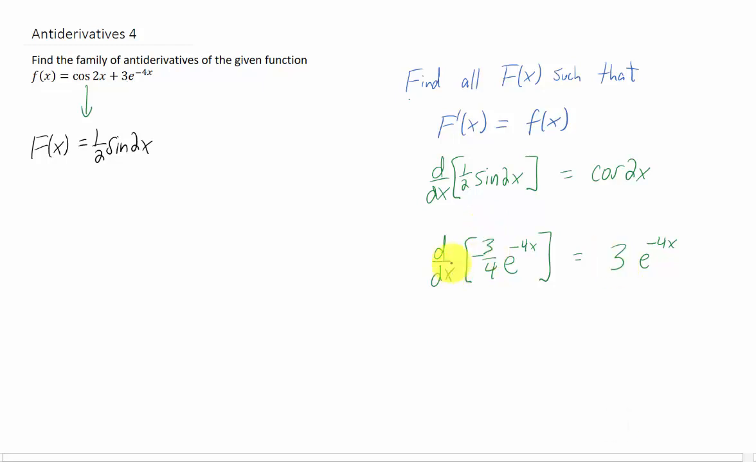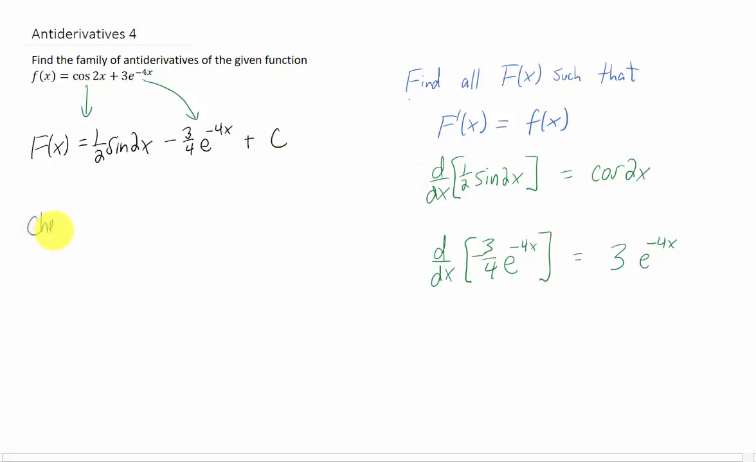And now you might ask, is it the case that the derivative of negative 3/4 e to the negative 4x is 3e to the negative 4x? And if you check it out, it does actually work. So the antiderivative of that piece of the function is negative 3/4 e to the negative 4x. We can put a c on there and we can call it good.